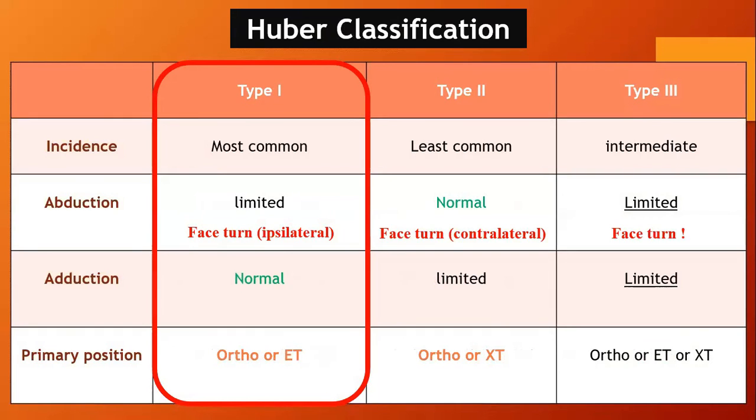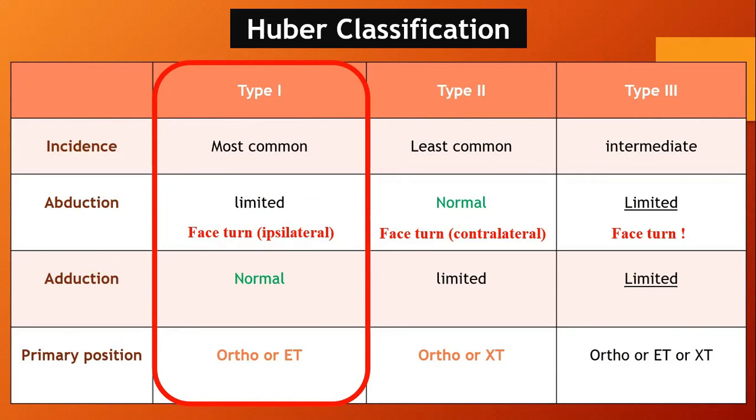Here I removed the unessential information. Type 1: limited abduction, normal adduction, ortho or ET. Type 2 is the opposite of type 1. Type 3 is a combination: limited abduction, limited adduction, could be ortho, XT, or ET. And again, if you're confused about the types, just mention the signs. Mention if it is esotropic Duane, exotropic Duane, or orthotropic Duane in the primary position.